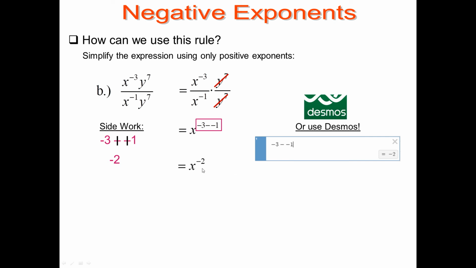So I end up with x to the negative 2, which it says simplify using only positive exponents. So that's not a positive exponent. So we'll use the rule in regards to negative exponents, and we'll bring it down. And we get 1 over x squared. Notice how that exponent became positive.